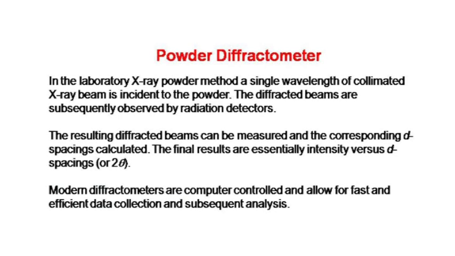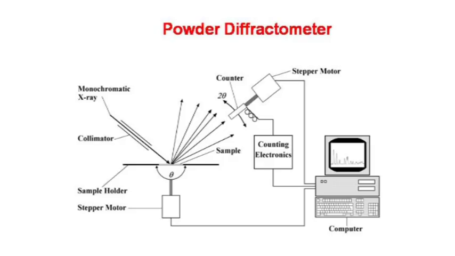So on most modern diffractometers, you have computer control rather than the Debye-Scherrer camera that we spoke about on Monday. And this allows for fast and efficient data collection and subsequent analysis. So this is actually my old diffractometer. This is one I built myself. It was based on a Philips machine.